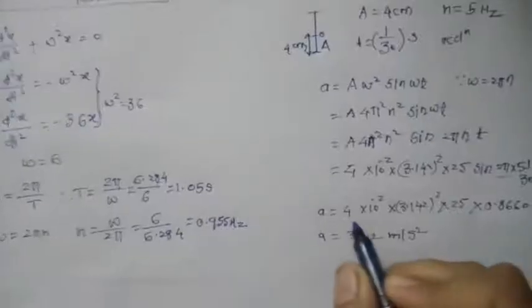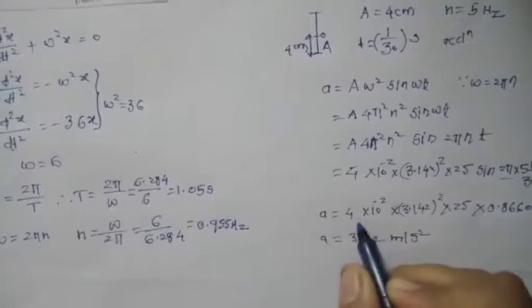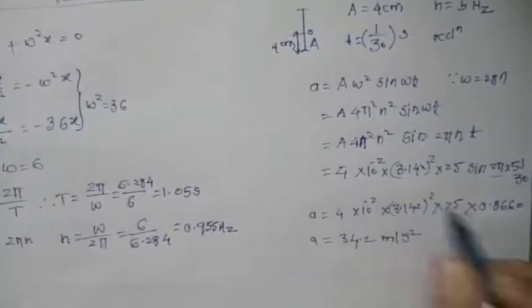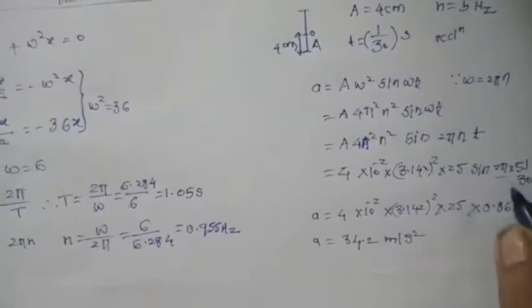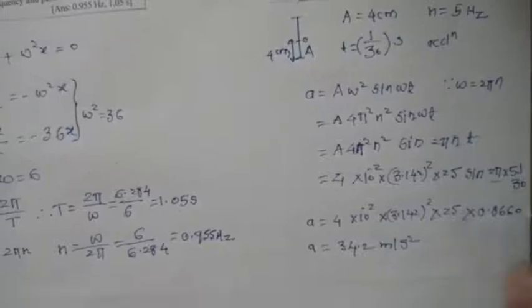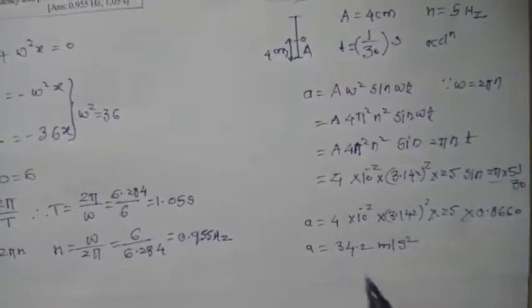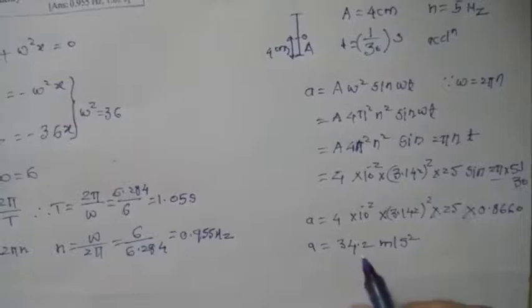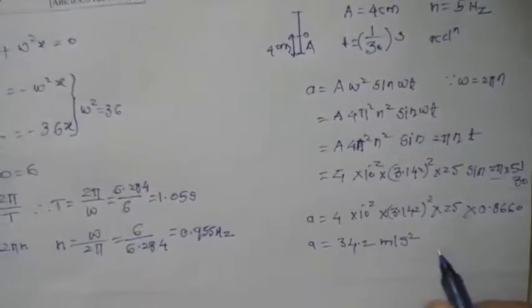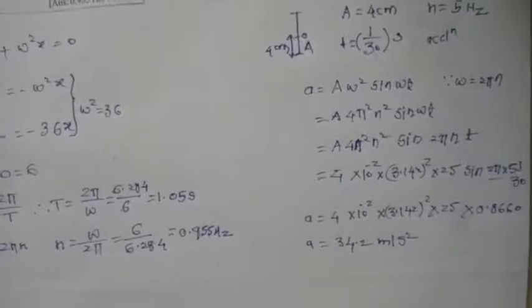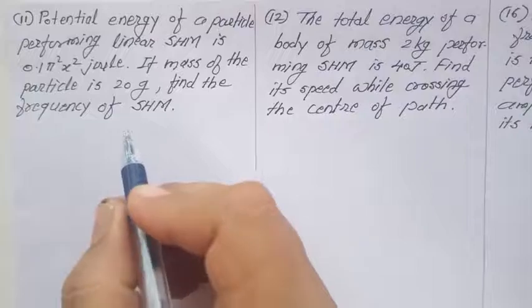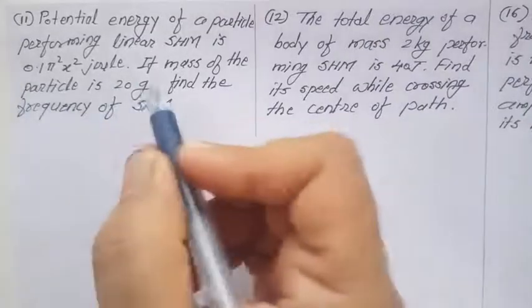So you can write here acceleration is equal to 4 into 10 to the power minus 2 into 3.142 square into 25 into sine 60 degrees, equal to 0.8660. You can take this value from the logbook, and by calculation you can find the answer. Acceleration is equal to 34.2 meter per second square. Yes, is it clear? Now we will discuss the problem number 11 in your exercise.